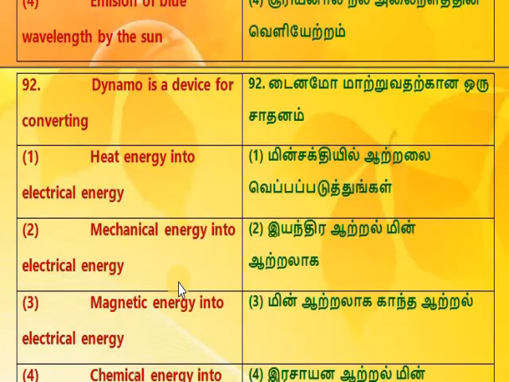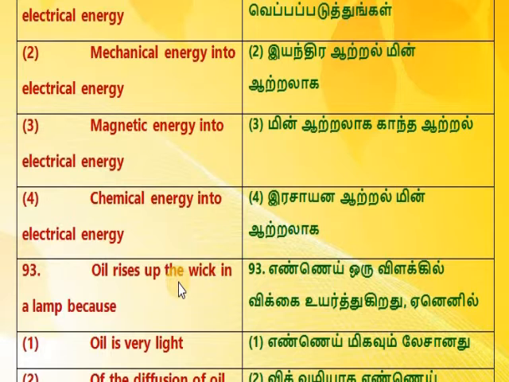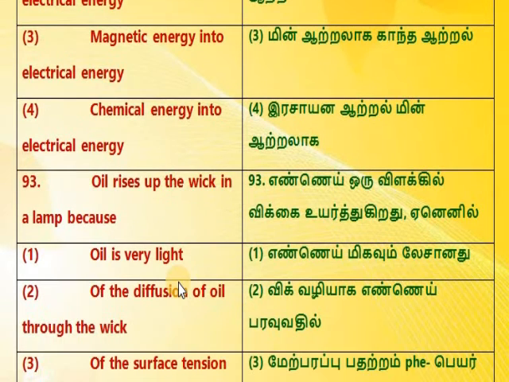92. Dynamo is a device for converting 1. Heat energy into electrical energy, 2. Mechanical energy into electrical energy, 3. Magnetic energy into electrical energy, 4. Chemical energy into electrical energy.